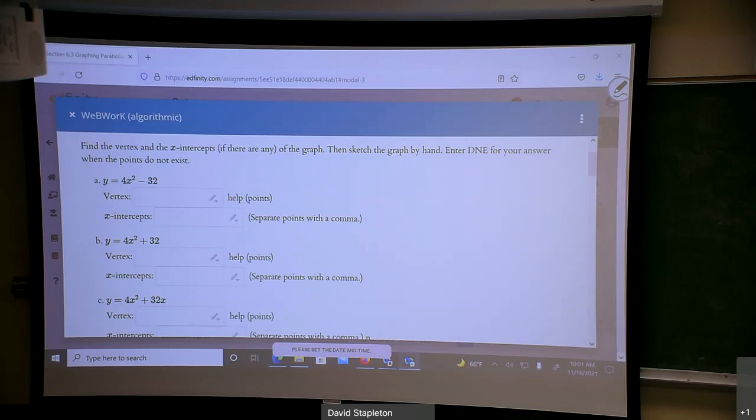Well, you can factor this and solve it, or in this case, maybe it's even easier to just write x squared equals 8. x equals plus or minus the square root of 8, which is plus or minus 2 square root 2. So these are the x-intercepts.